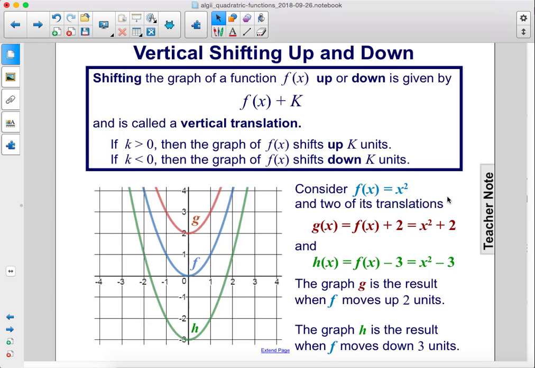Consider f of x equals x squared, and two of its translations. G of x equals f of x plus 2, so that would be x squared plus 2, and h of x equals f of x minus 3, so that would be x squared minus 3. The graph g is the result when f moves up 2 units. The graph h is the result when f moves down 3 units.